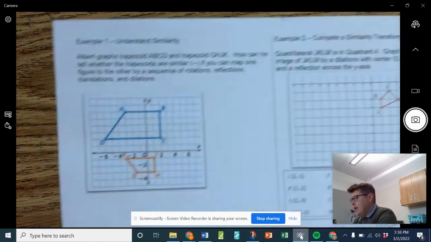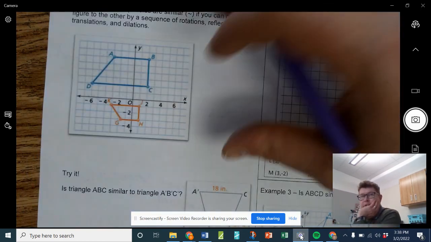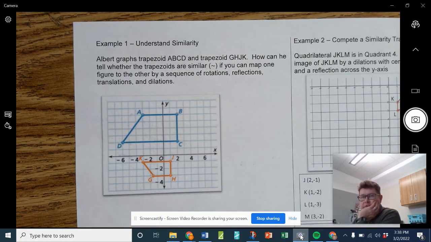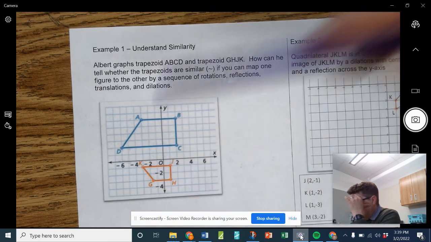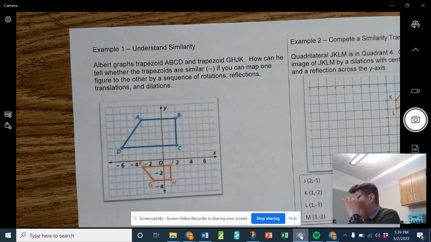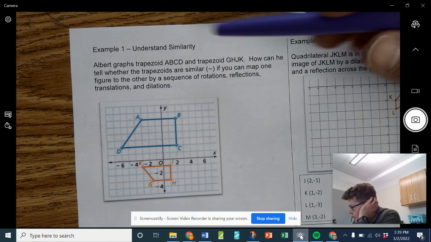So, okay, we've got this kid Albert. He graphs trapezoid ABCD, the blue one right here, and trapezoid GHJK, the orange one underneath. How can he tell whether the trapezoids are similar if you can map one figure to the other by a sequence of rotations, reflections, translations, and dilations? How can you tell?